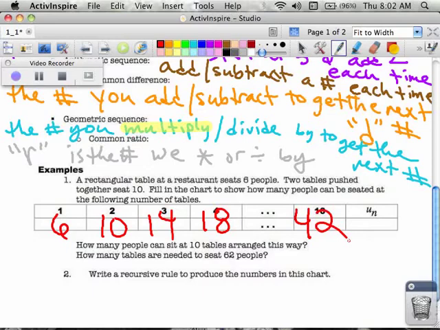Just keep adding. Start with 6. Go +4 on your calculator. Enter. Plus 4, enter. And if you keep hitting enter, once you've done it twice, your calculator will store the fact that you've been adding 4, and it'll just keep going for you.